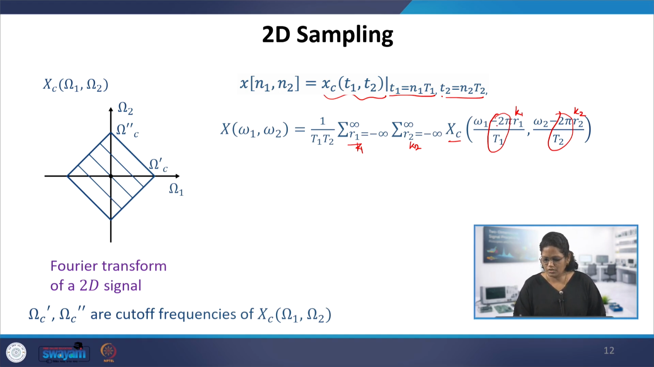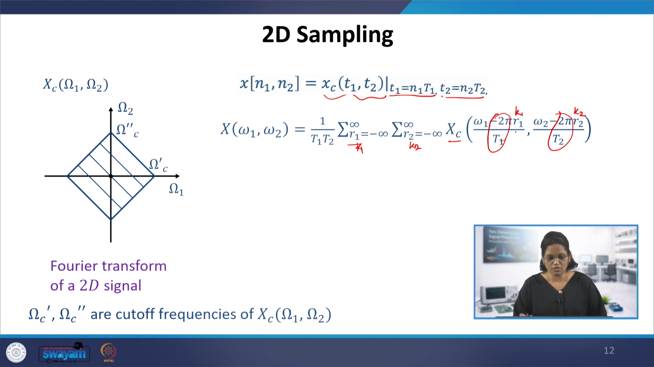So the shifting operation by k times omega s, whatever omega s or omega 1, is at the frequency 2 pi by T. Notice the summation of the spectrum, which is going to be repeated. Like in 1D, we had the repeated pattern of the baseband due to the sampling.